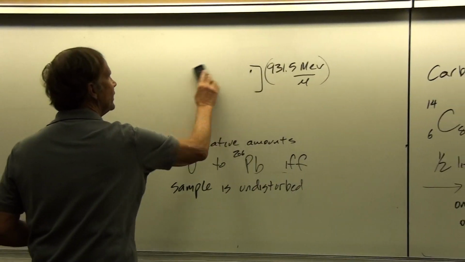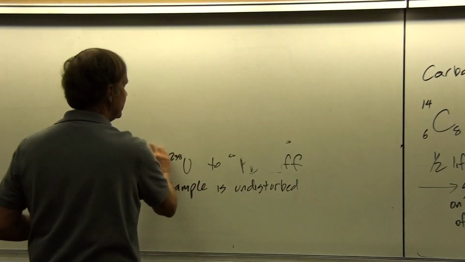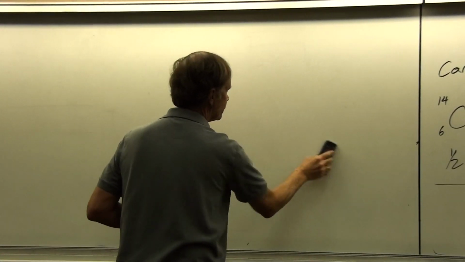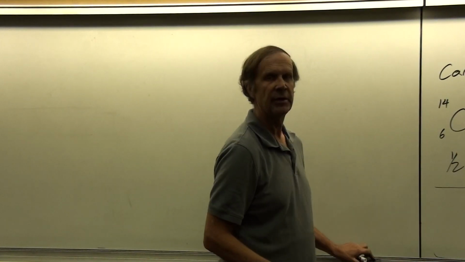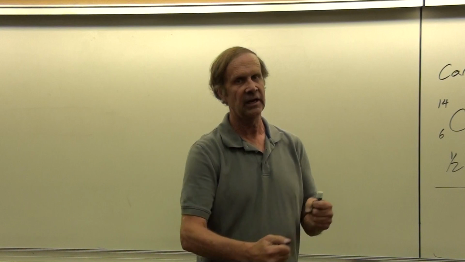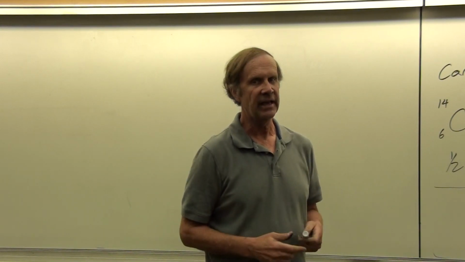So we're just measuring then the relative amounts, and then we can go back to our half-life equation and figure out how much of that material we would expect after a certain length of time. You can solve for the time. That gives you the age of the sample.